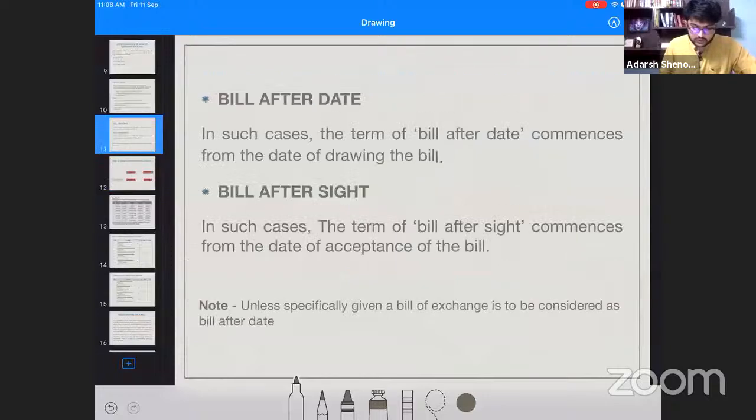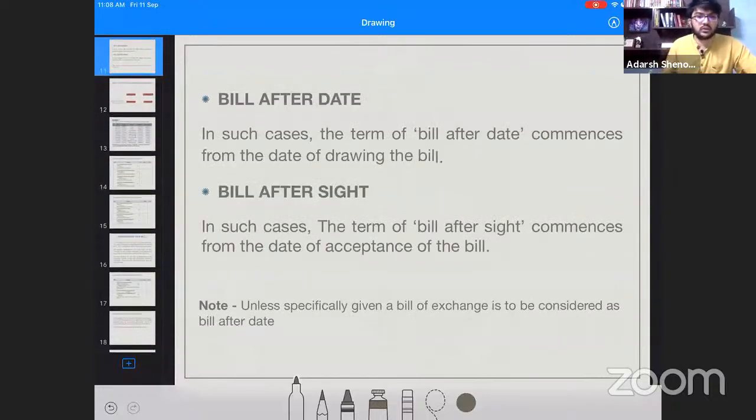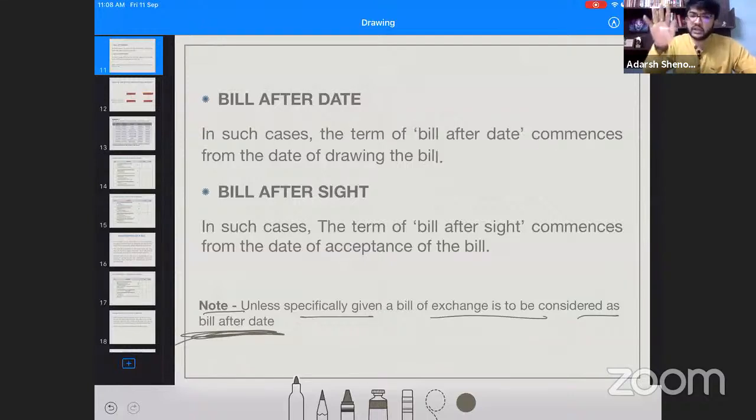Okay, so this was the discussion. And note, unless specifically given, a bill of exchange is to be considered as bill after date. That means if in the question they have not mentioned anything about whether it is after sight, or at sight, or after date, we will consider it as what? Bill after date.